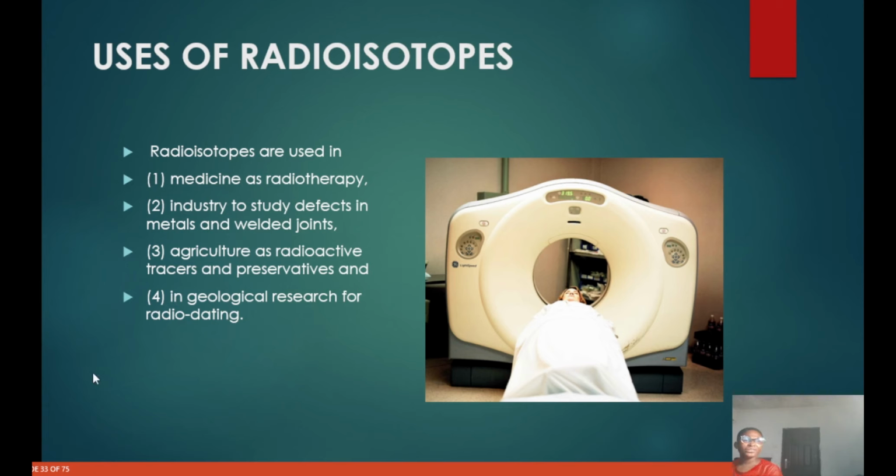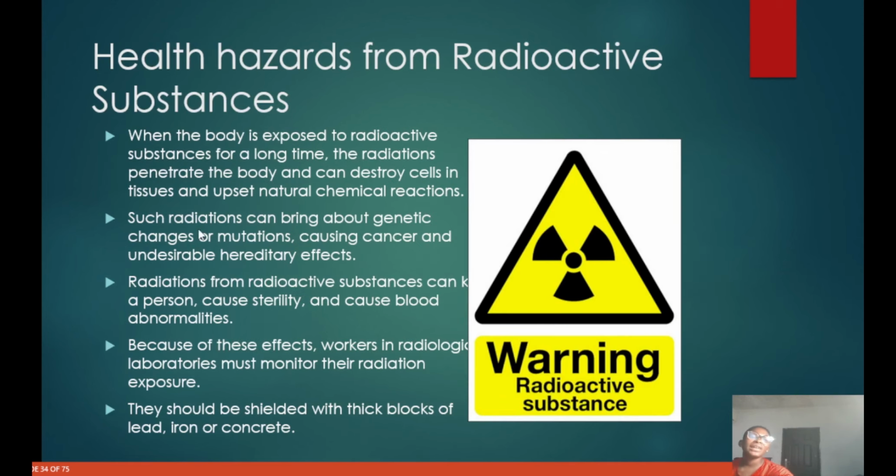The uses of isotopes. Radioisotopes are used in medicine as radiotherapy, in industry to study defects in metals and welded joints, in agriculture as radioactive tracers and preservatives, and in geology research for radio dating. That's the importance of radioisotopes. Then what are the health hazards of radioisotopes?